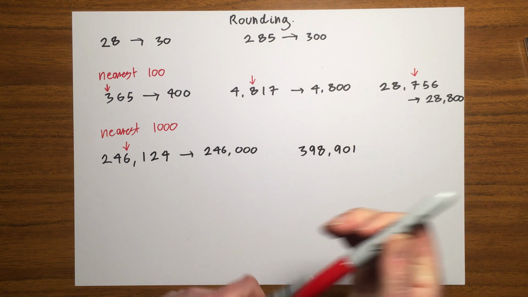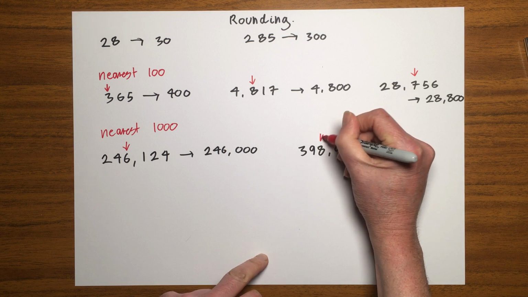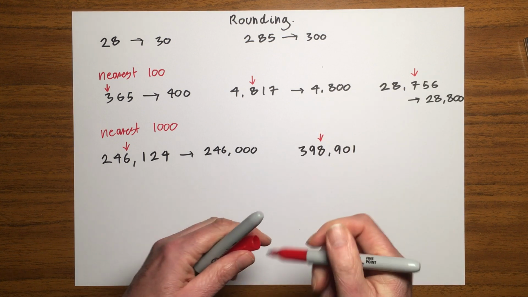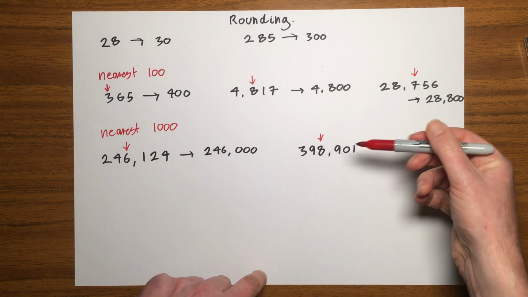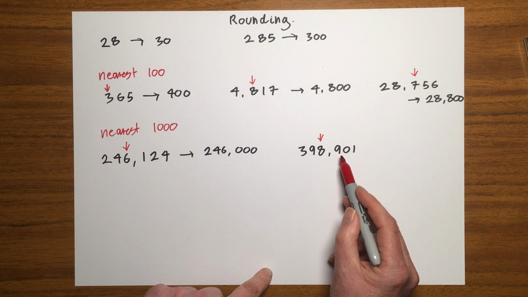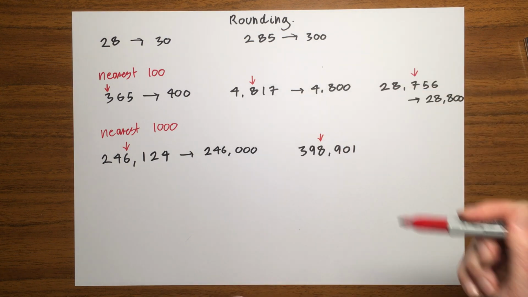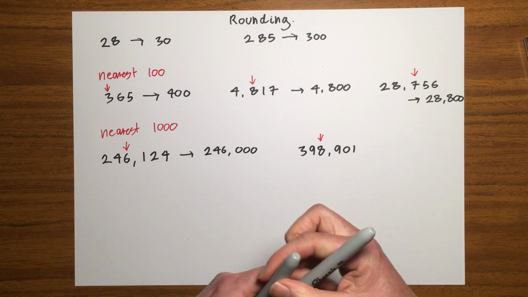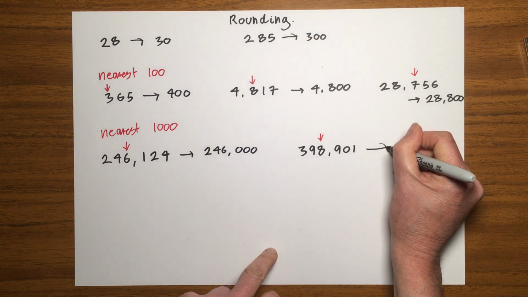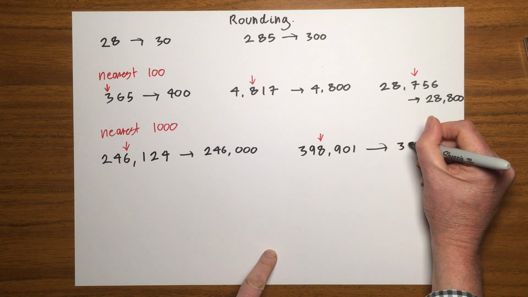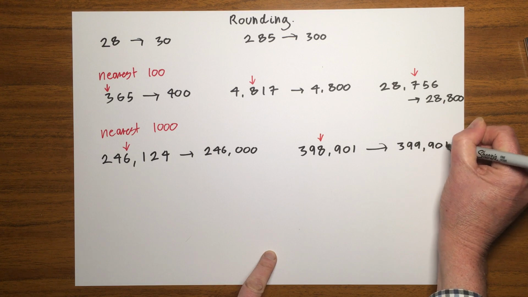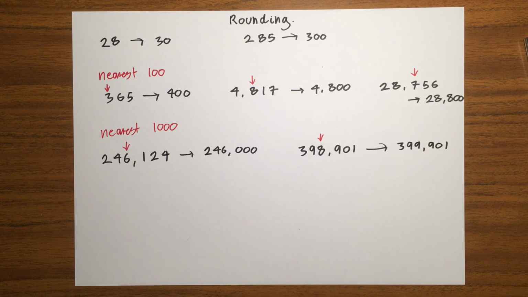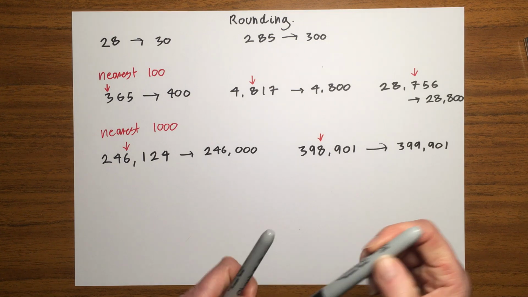398,901. We're rounding to the nearest 1,000, so straight away let's put an arrow above that 1,000 column. Look at the next digit along. We've got a 9. Well, it's 900, it's the digit 9 in the hundreds column. That 900 is much closer to 1,000 than it is to 0. So in this example, it will round up to 399,000.